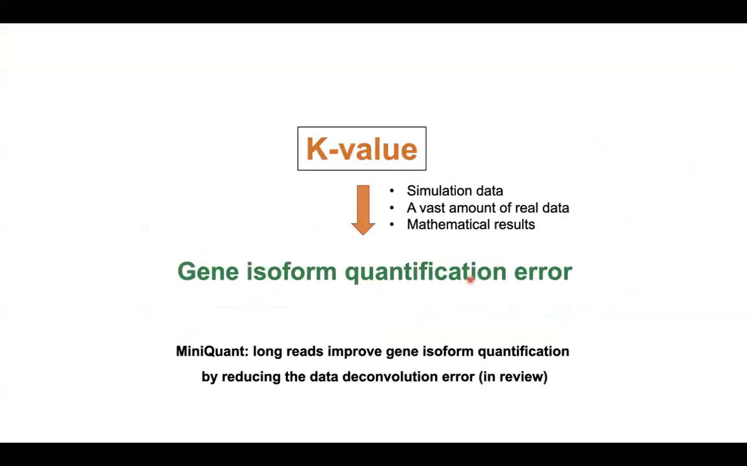So as a conclusion, we designed the k-value as a robust index of gene isoform quantification error and validated its performance using simulated data, a huge amount of real data, and the mathematical derivations. More results and proofs about the k-value can be found in our work, MiniQuant.